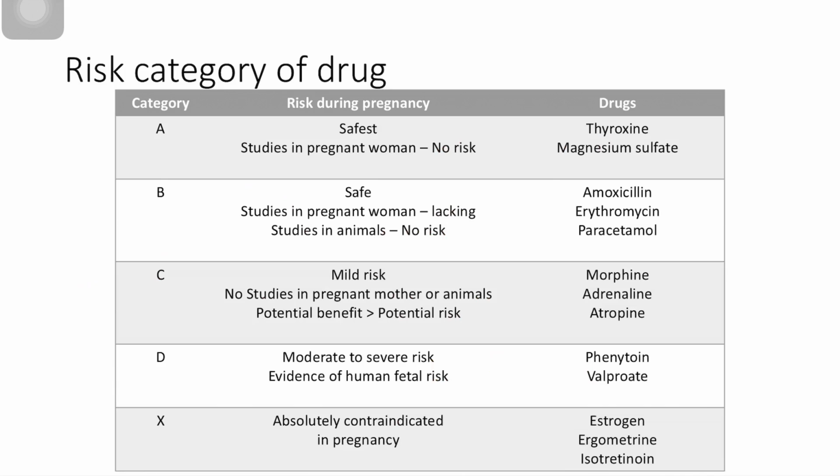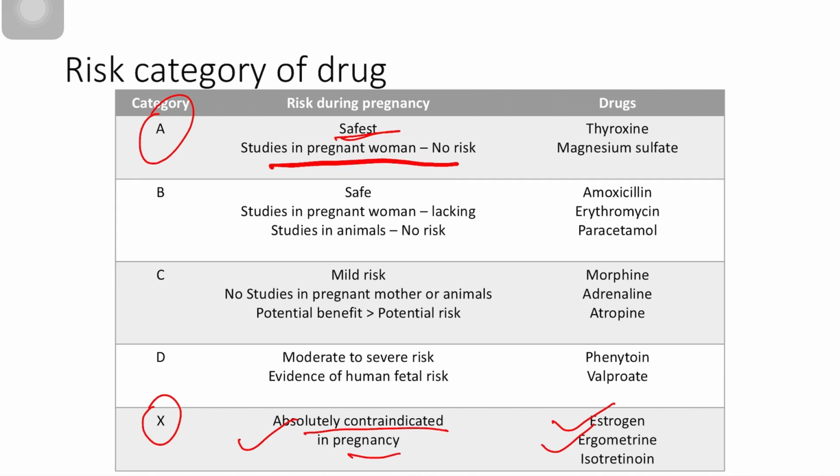So, depending upon the risk to the developing fetus, the drugs have been categorized as A, B, C, D, and X, where A suggests the safest drug, that you can give this drug to pregnant females. So, these kinds of drugs are comparatively safest in comparison to other categories, while the drug X is the other extreme, where these drugs are absolutely contraindicated in pregnancy. Hormones like estrogen, ergometrine, isotretinoin, these are drugs which must be avoided.